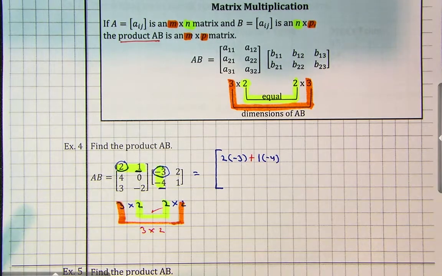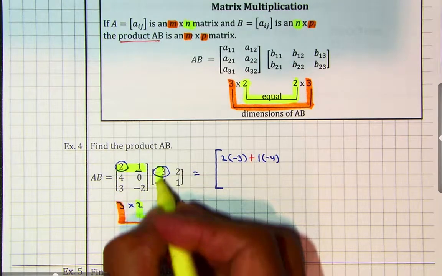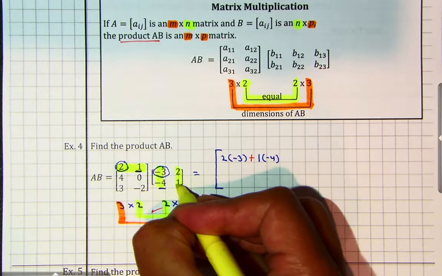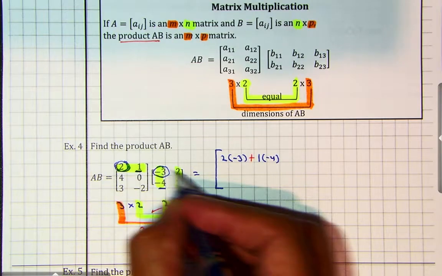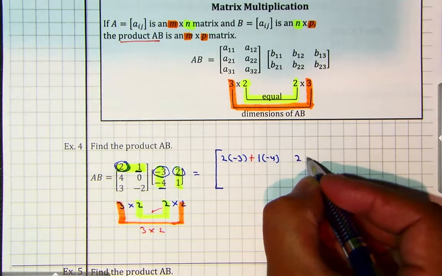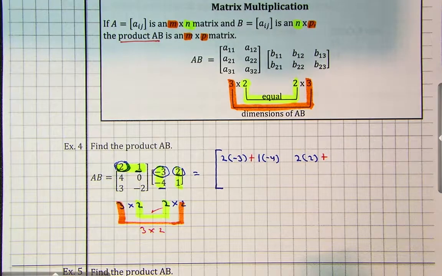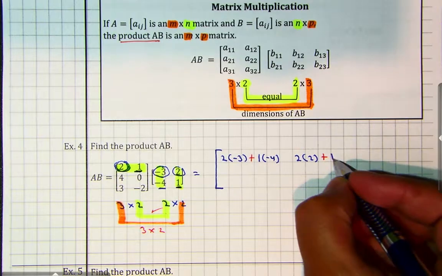And now we are going to multiply. So we multiply the first row by the first column. Then we're going to continue with the first row by the second column. And we're going to multiply the first number by the first number, which is 2 times 2, plus the second number by the second number, 1 times 1.